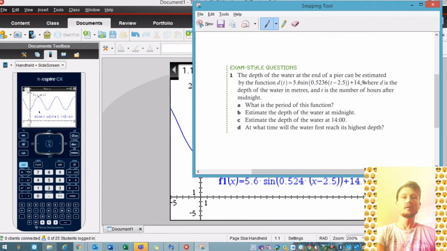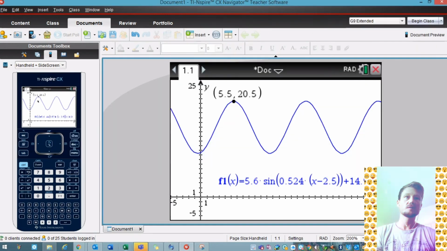So there we go. I've shown you how to put the trig function into the GDC. You've got to make sure it's in radians. It's very important you understand the problem, so you know your amplitude, your vertical shift for your range, and you know what the x domain is in terms of, if it's in terms of time, etc.